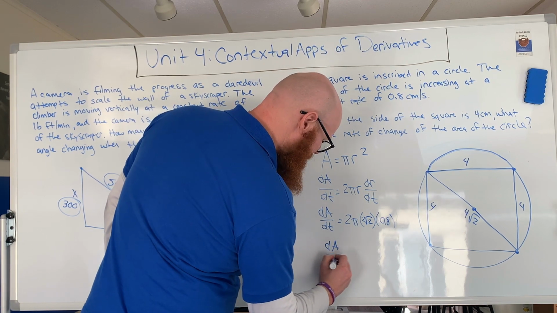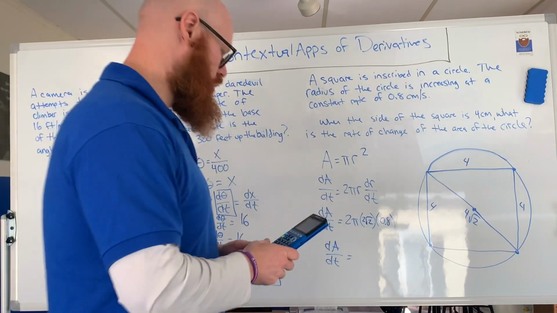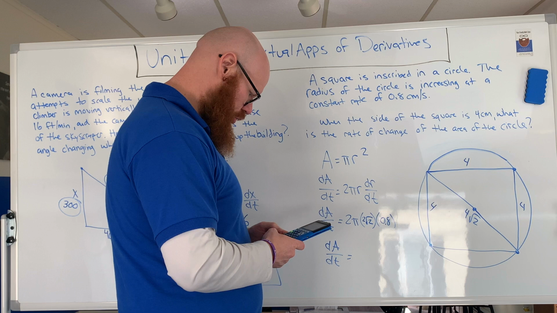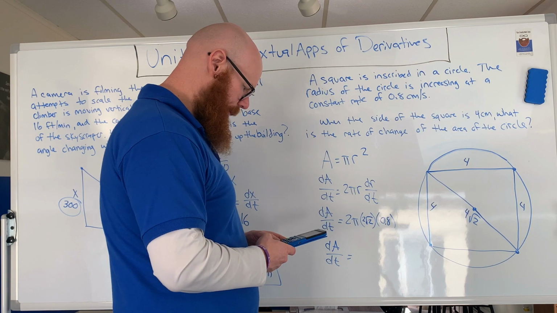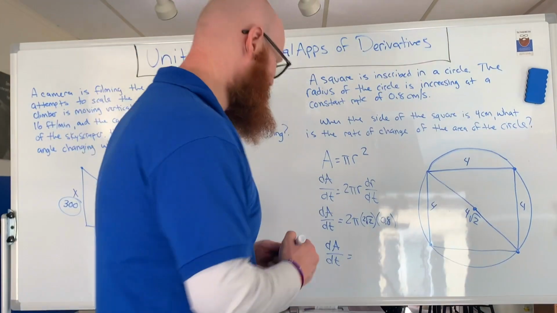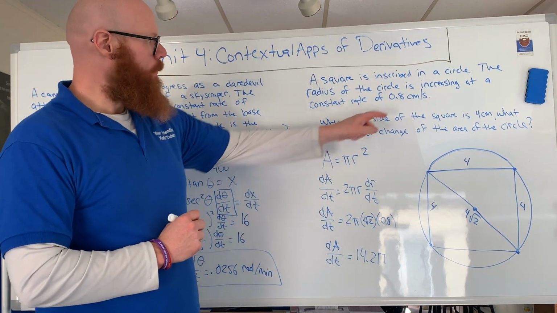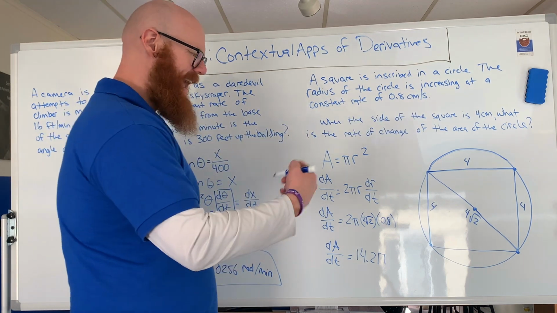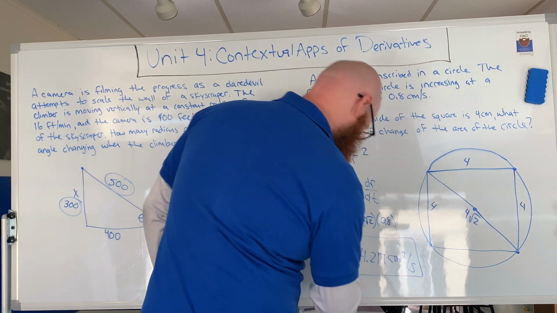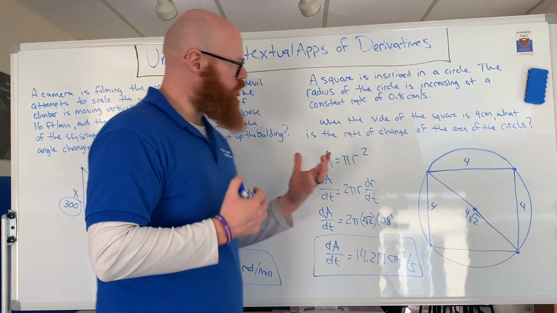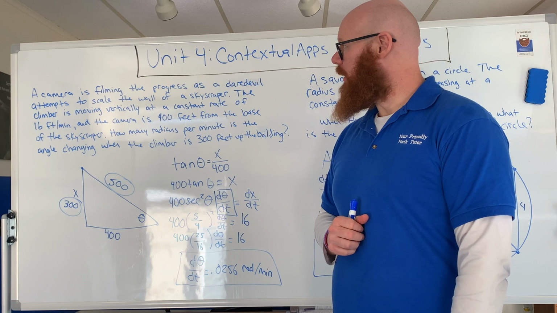So dA dt, the rate at which the area is changing, let's go back to the calculator here, and we're just going to do 2 pi times 2 root 2 times 0.8, and we get 14.217. And if we look at the units, well, this was centimeters per second, so since it's the area, it's going to be square centimeters per second. All right, so that again is 2 more examples of related rate problems. So now we're going to get ready to move on to the other topics in Unit 4.